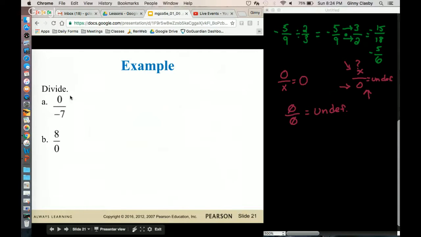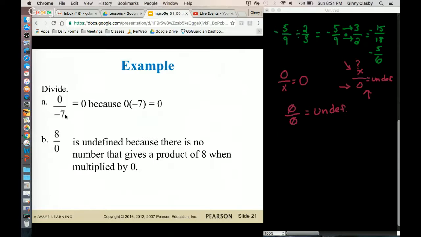All right. So divide these numbers. 0 over negative 7. That's going to be 0. Okay. It's going to be a 0. 8 over 0. It's going to be undefined. Okay. It's going to be undefined.